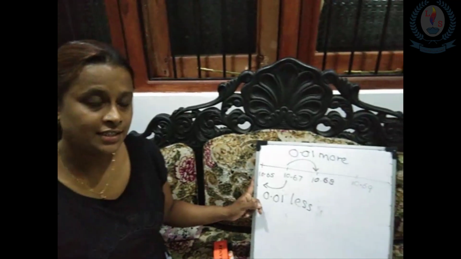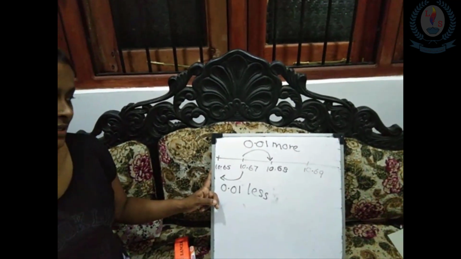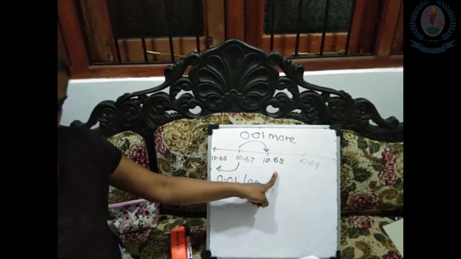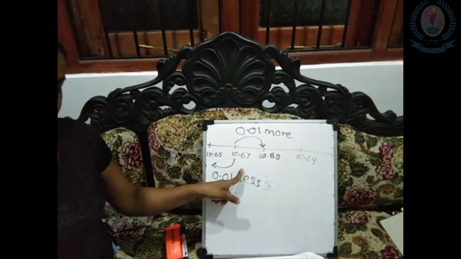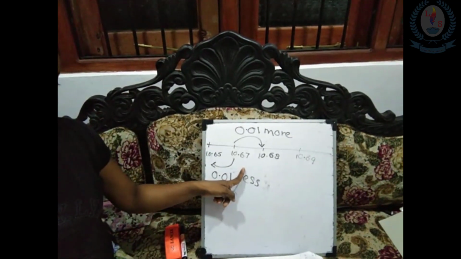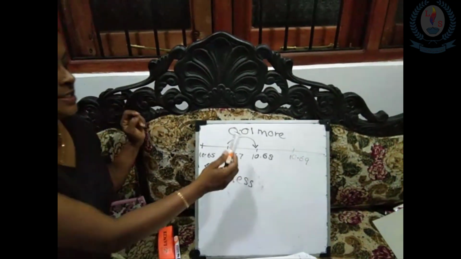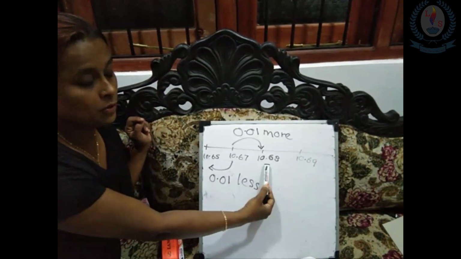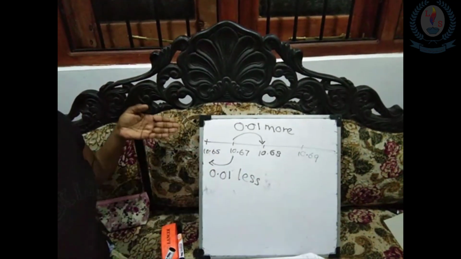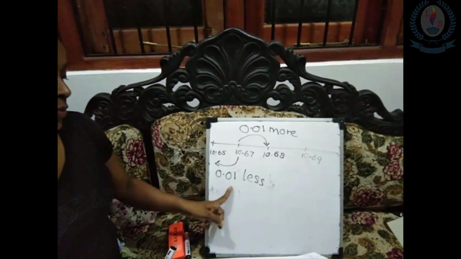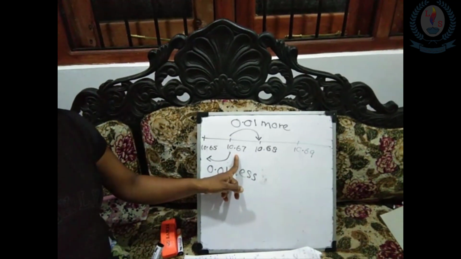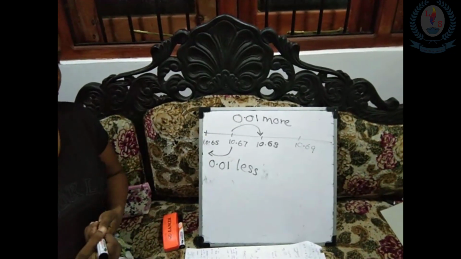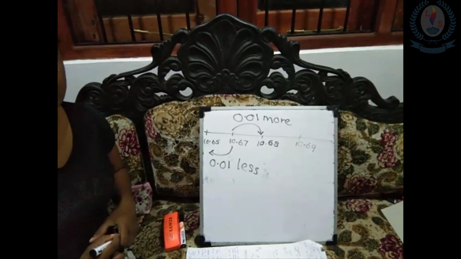Now look at this number line. In each marking, the decimal place, each marking stands for 0.01. Here we can see that 0.01 more than 10.67 is 10.68. This side, counting back, 0.01 less than 10.67 is 10.65.